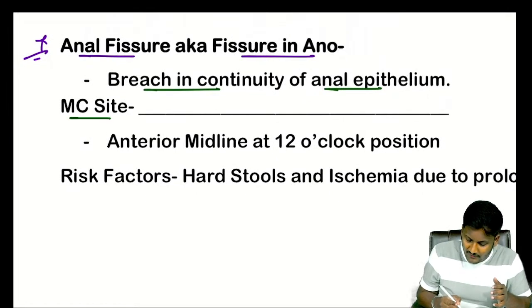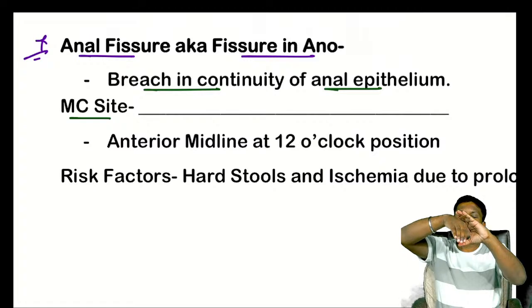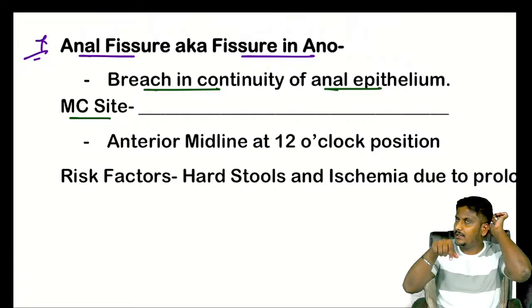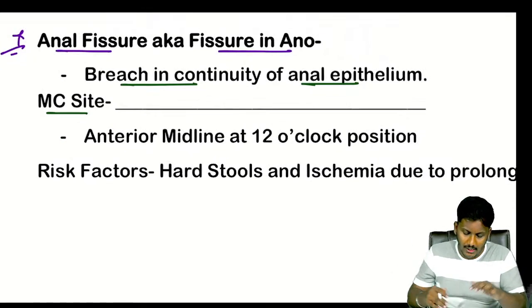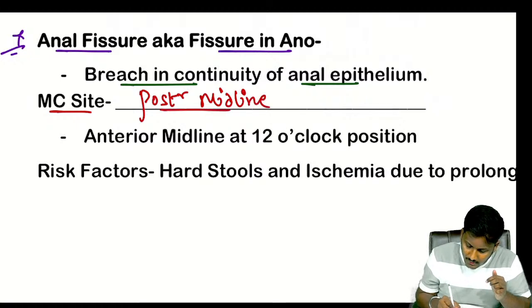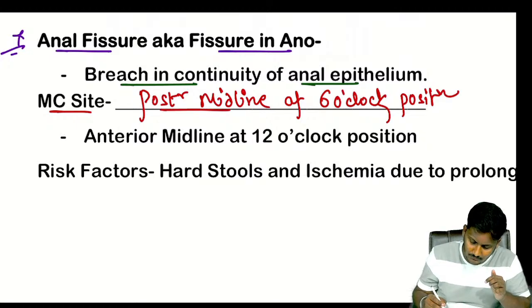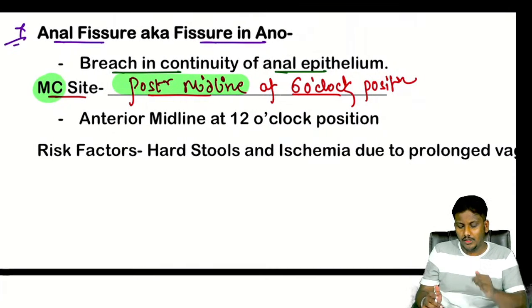Okay, most common site. If I consider the anal canal as a clock, as I told you, beta, when the stools are getting passed, these hard stools are going to cause this fissure in the posterior wall. If I talk about a clock, that means they are going to cause the injury in the posterior midline. That is at which clock position? 6 o'clock position. The most common site for anal fissure is the posterior midline of the anal canal. When I say posterior midline of the anal canal, that means we are saying at 6 o'clock position, beta. It is usually at the 6 o'clock position. Hopefully that's clear to all of you. The most common site is going to be the posterior midline or the 6 o'clock position.